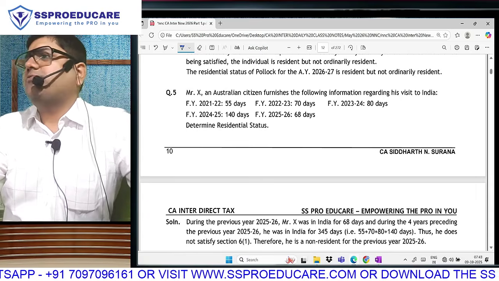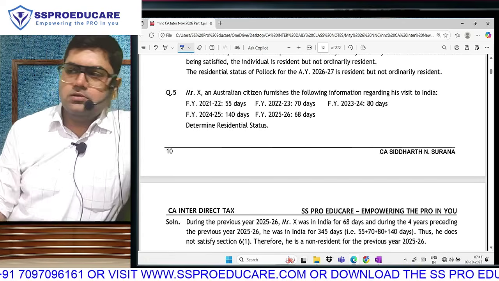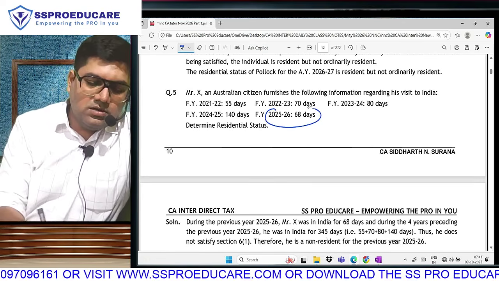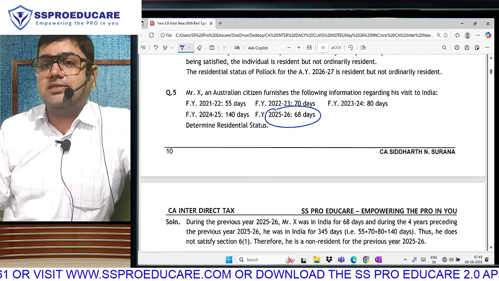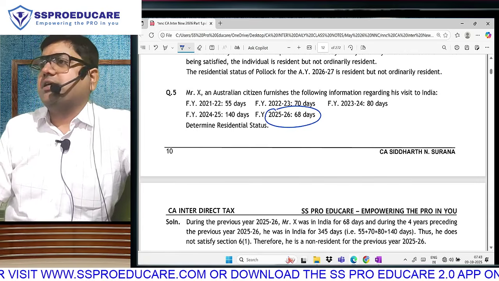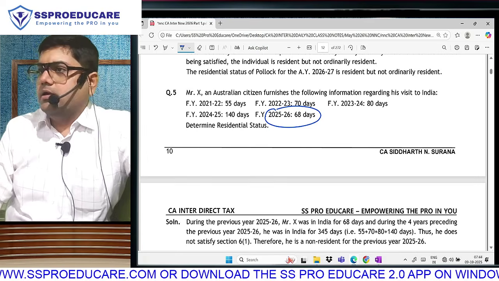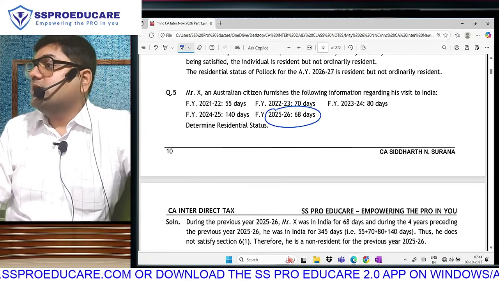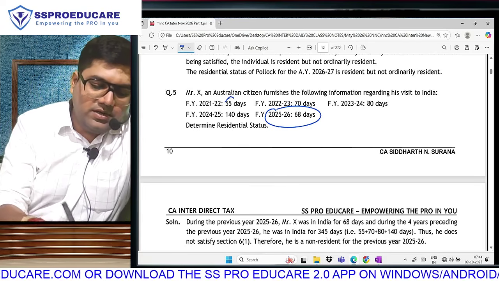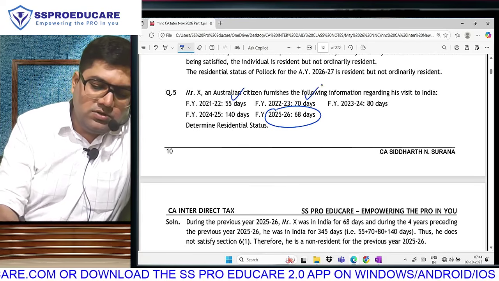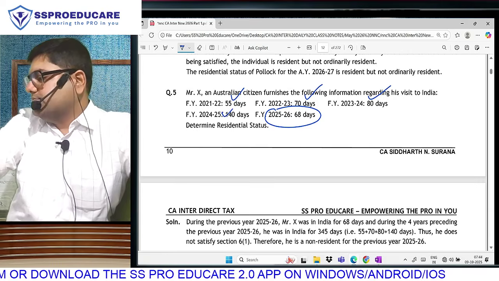Now you tell me, what is the first thing that you will always check every time you do residential status? Stay during the previous year 25-26. That is the applicable previous year for your exam. 68 days. Has he fulfilled the 182 days condition? No. Is he fulfilling 60 days? But 60 alone is not enough. You will also have to check the stay during the last 4 years. So 1, 2, 3, 4. What is the total stay during the last 4 years?